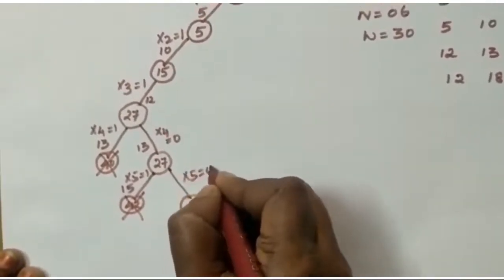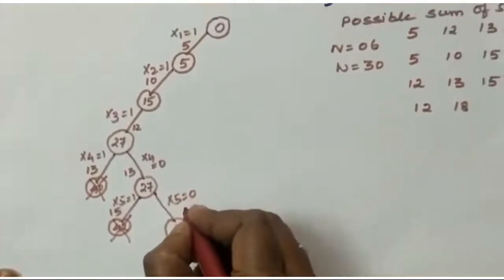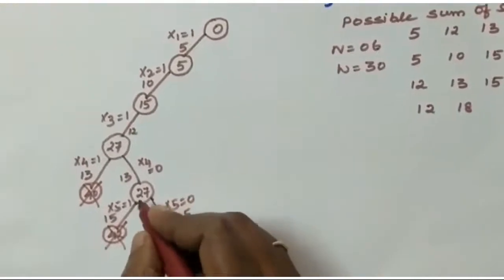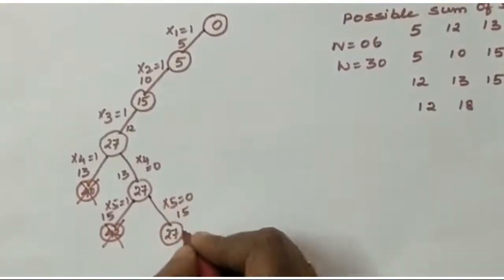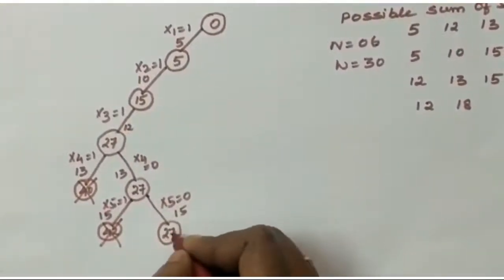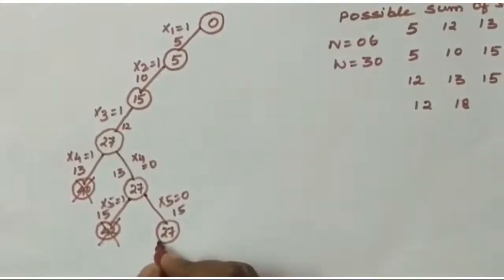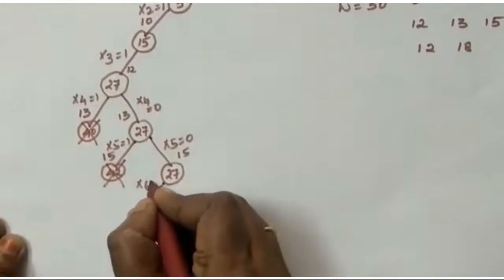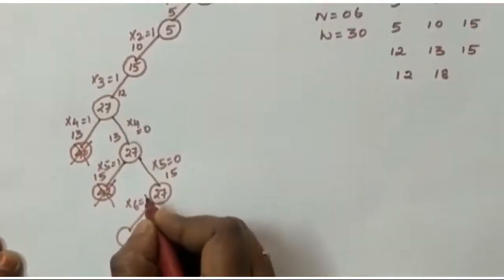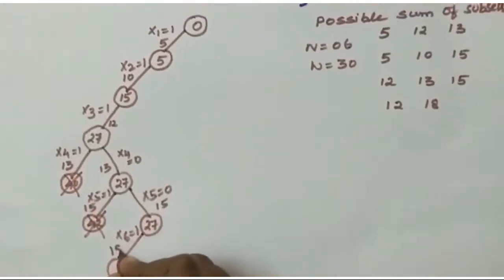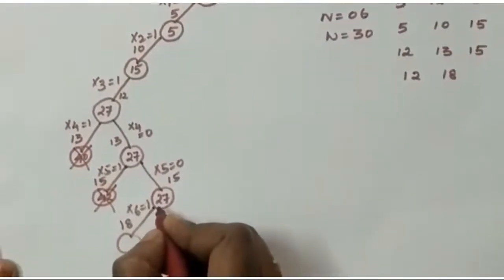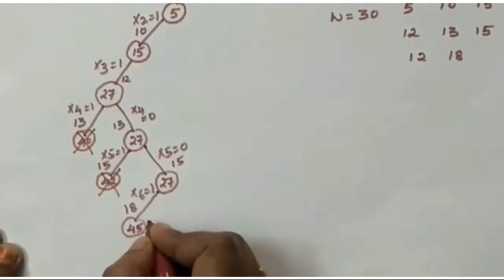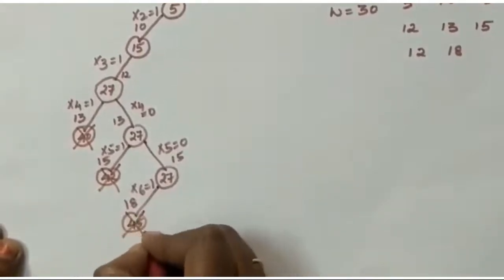x5 equal to 0. The value of the fifth item is 15, but in the case where we do not include the item, we will have the previous value, it's 27. And still we haven't reached it, so we have to go in depth on the left hand side. So the level 6, x6 equal to 1, we are just going to include the sixth item. The value of the sixth item is 18. 27 plus 18 we will get 45. But it exceeds the limit, so kill this node.